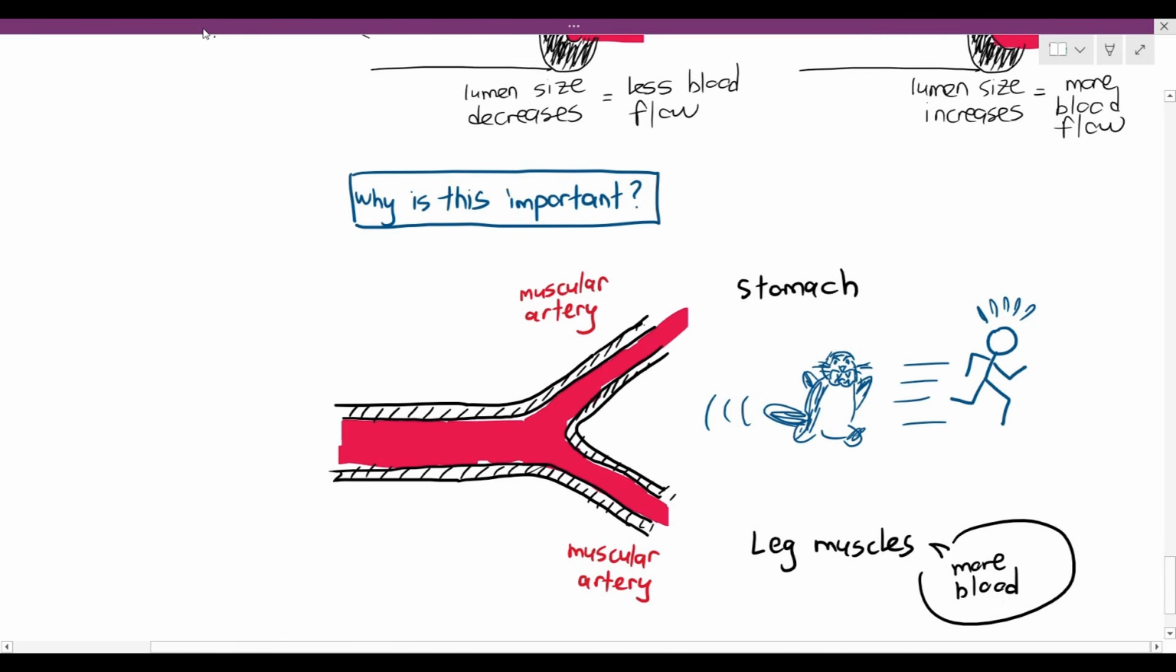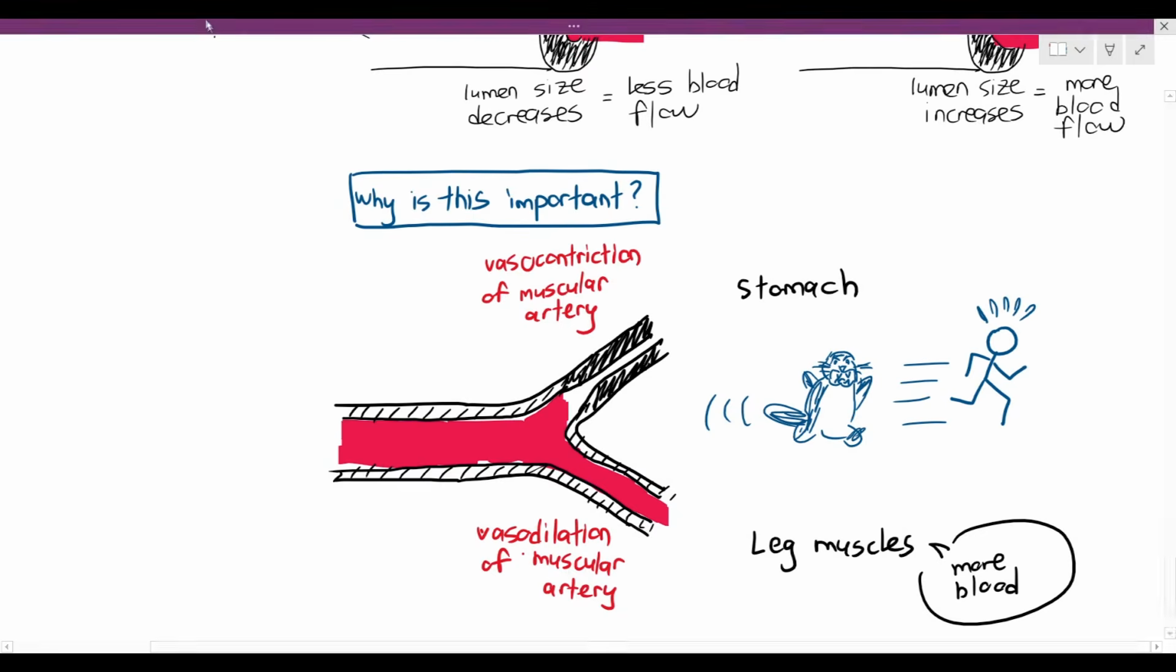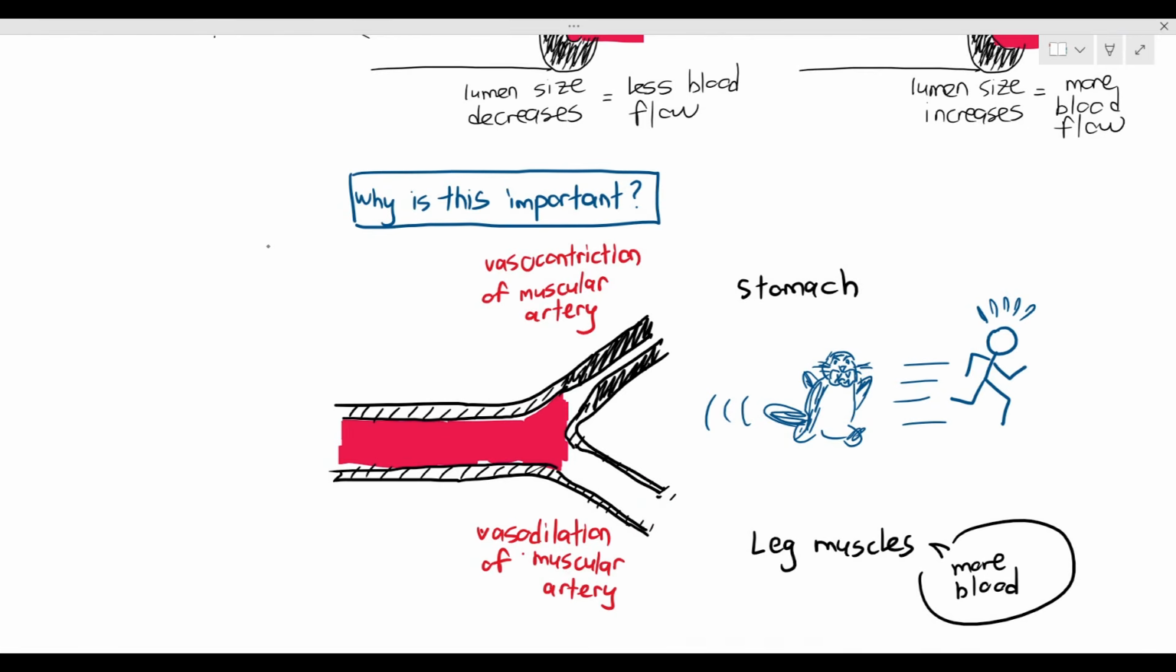How does it do so? It does so by the muscular arteries at the top undergoing vasoconstriction, and the muscular arteries to the leg muscles undergo vasodilation. So in doing so, the stomach receives less blood, and more blood is then able to be shunted or diverted to the leg muscles so that you can run away from the scary monster. Hopefully. So vasoconstriction and vasodilation allows the body to control which organs or which tissues need to receive less blood, which tissues need to receive more blood.